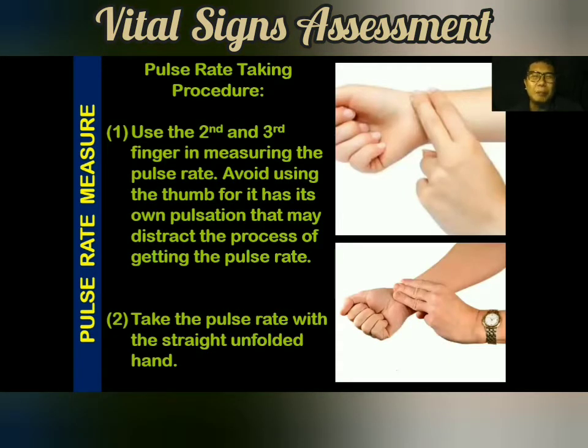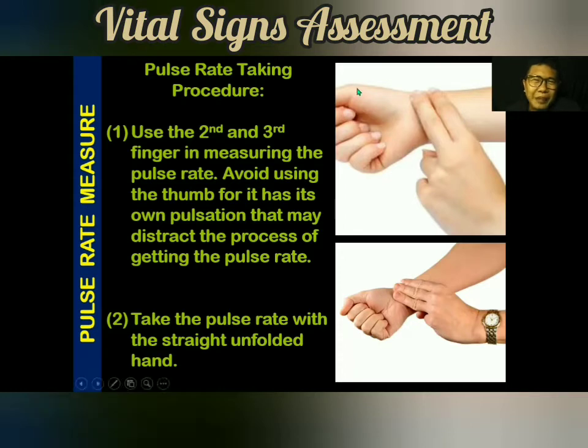How do you take your pulse rate? You can just put your hand directly on your chest area to feel the rate of the heart. That will be very usable. But in normal situations, we get the pulse rate from the wrist area or below the palm. Now, here is your procedure. Use the second and third finger in measuring the pulse rate area. When you say measuring the pulse rate area, you locate the feeling that there is a bounding pulsation. Now, there is a movement.